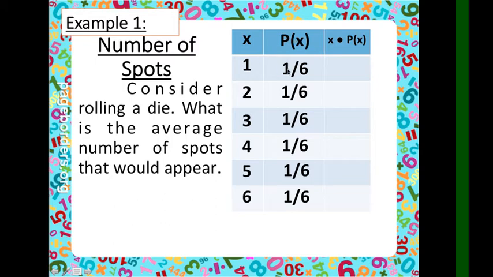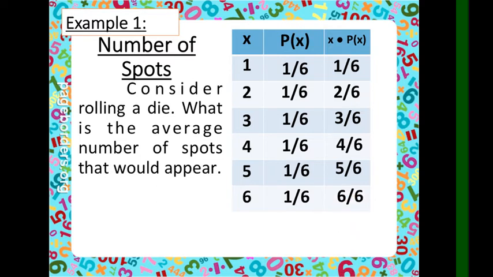So we have 1 times 1 over 6 is 1 over 6. 2 times 1 over 6 is 2 over 6. 3 times 1 over 6 is 3 over 6. 4 times 1 over 6 is 4 over 6. 5 times 1 over 6 is 5 over 6. And 6 times 1 over 6 is 6 over 6.